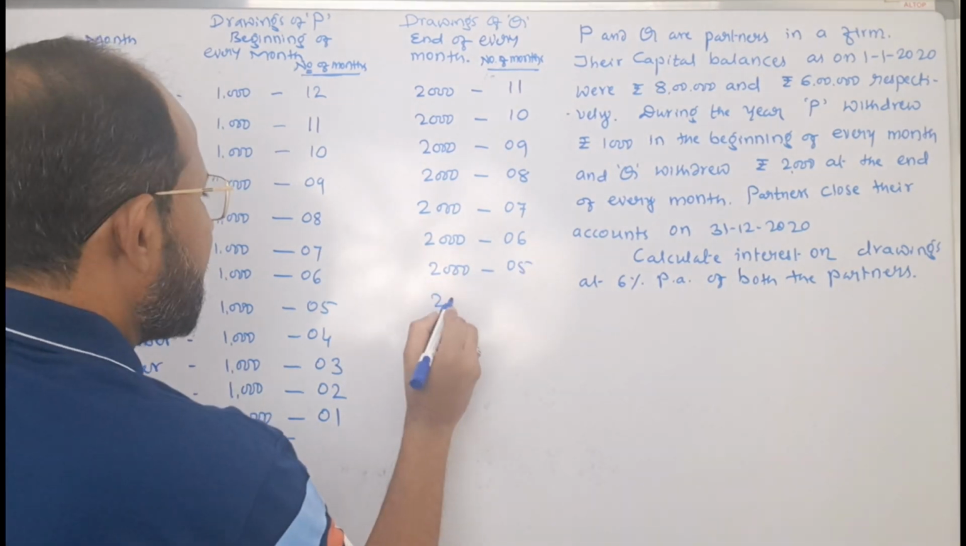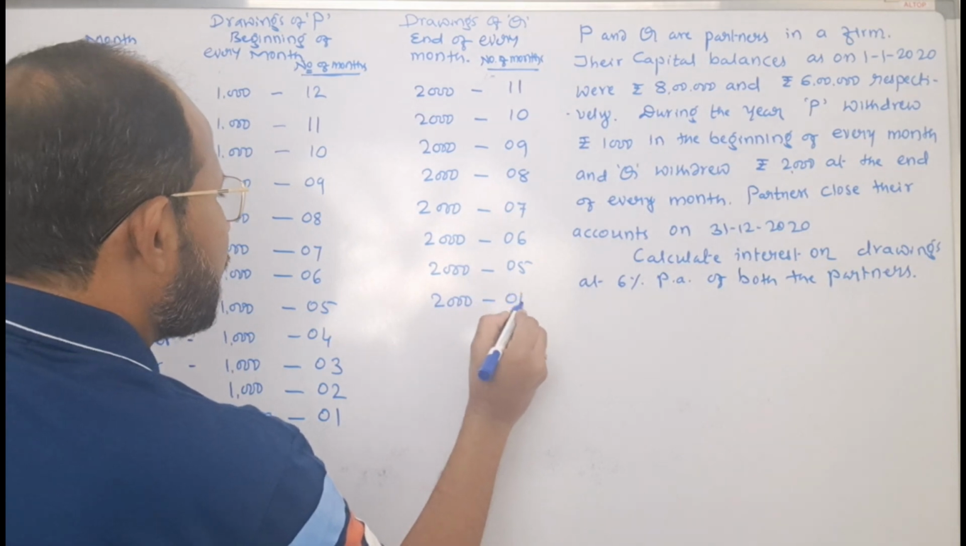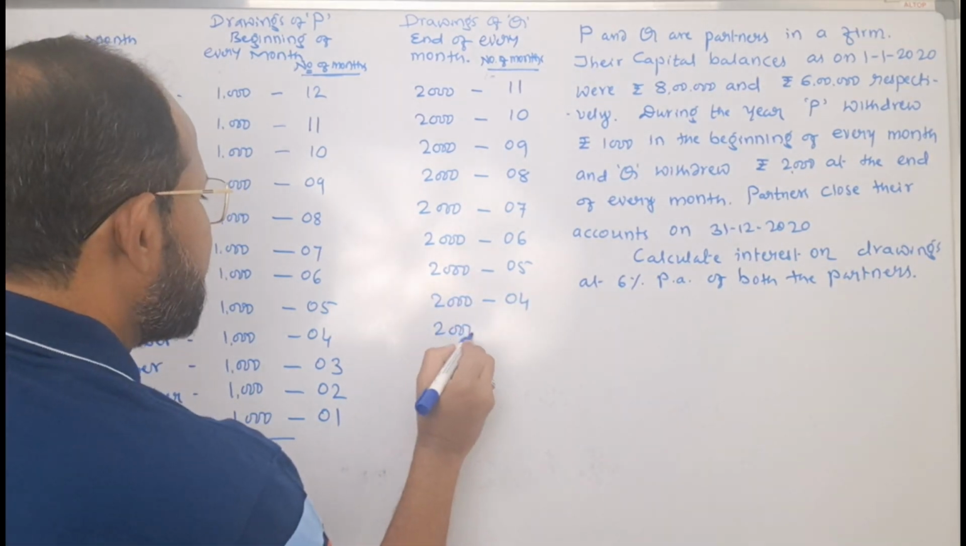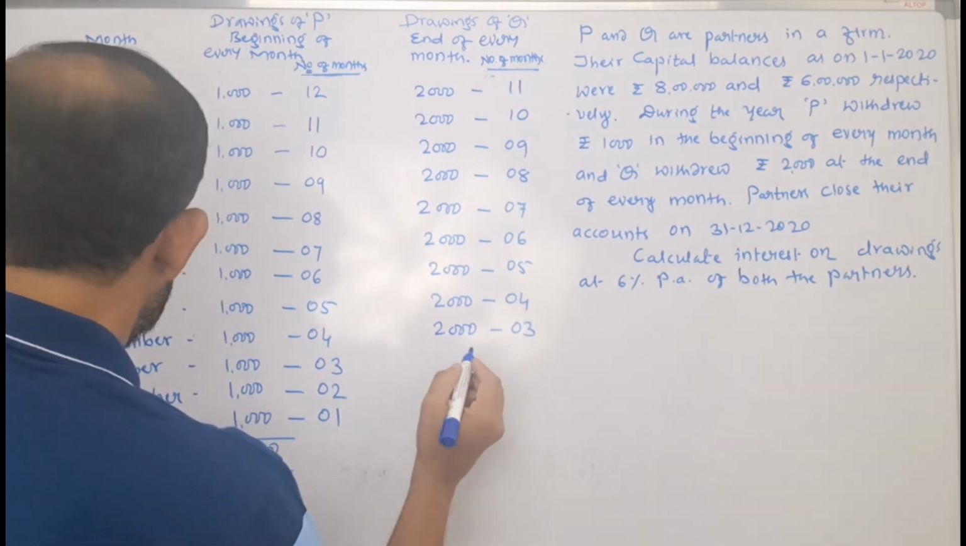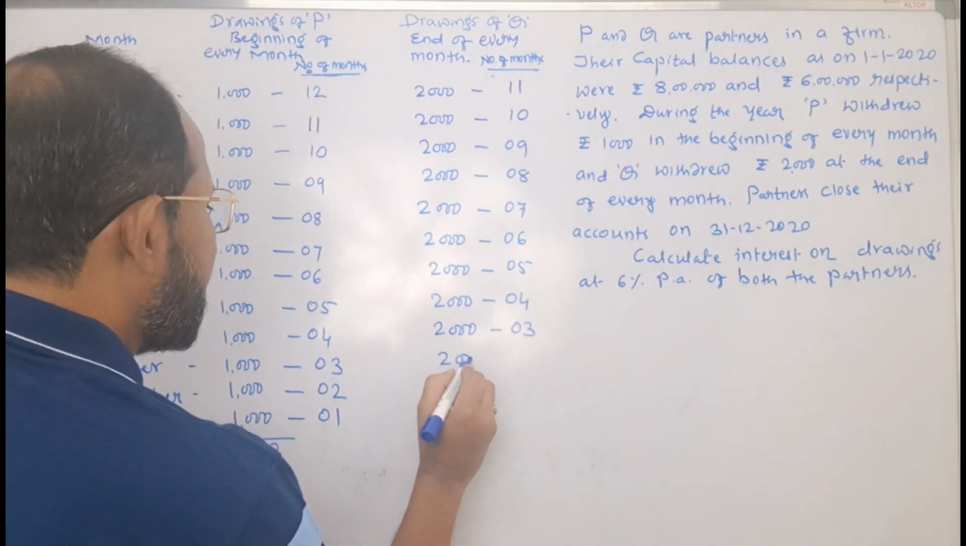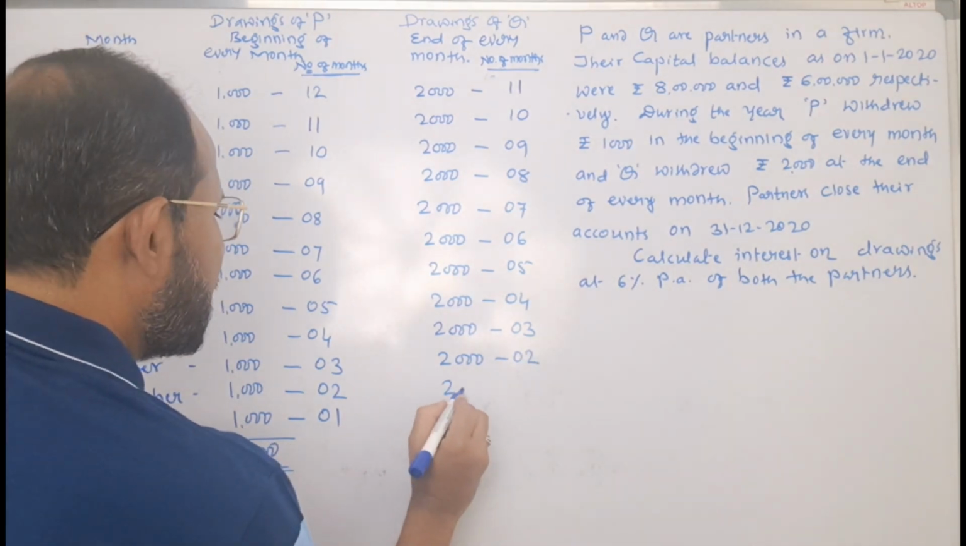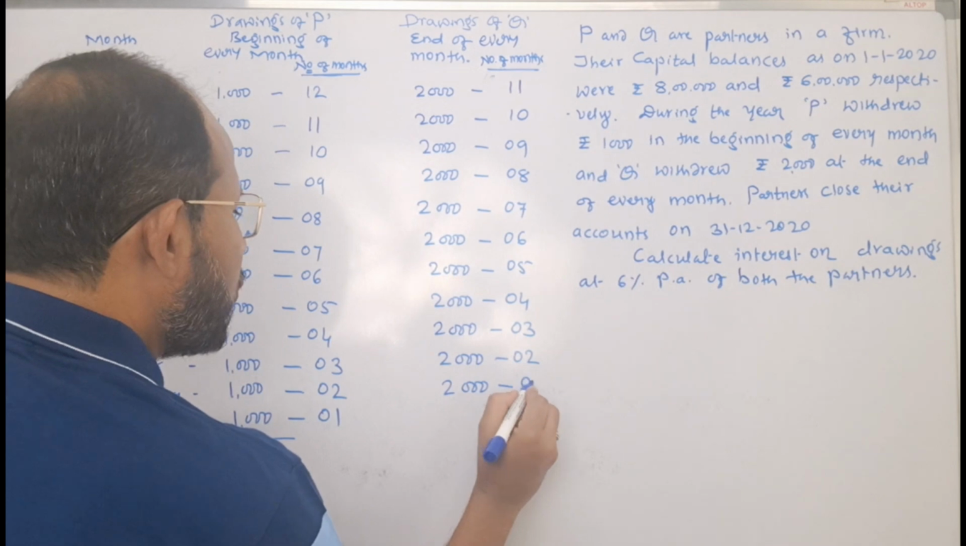In the month of August, for 4 months, interest is to be calculated. In the month of September, 3 months. Next one is in the month of October, 2 months. The month of November, for 1 month.